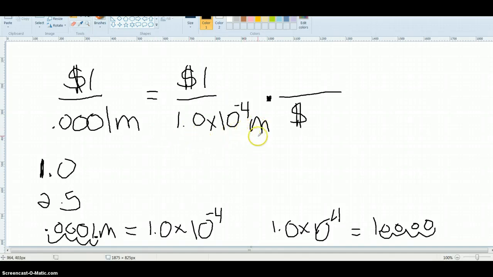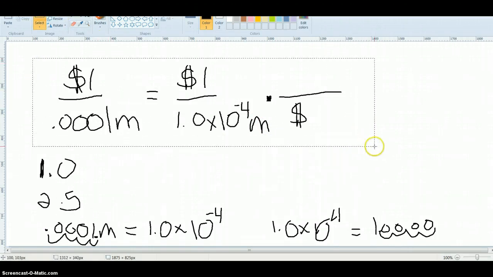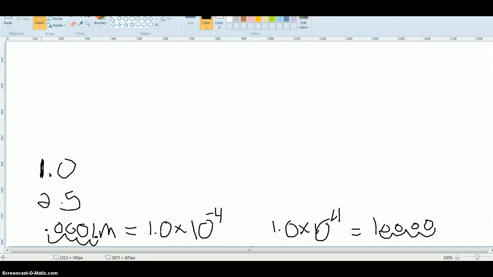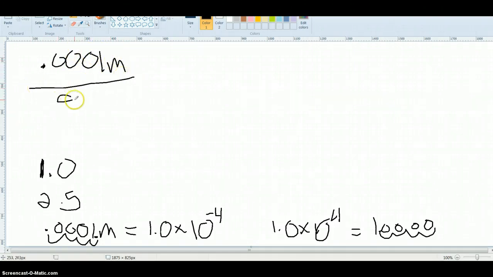Usually you like to have whatever unit you want to keep on top. So if we rewrite this in a way that's a little more intuitive, we would have the meters on top. So we would say that 0.0001 meters is equal to a $1 bill, and this is equal, as we discussed, to 1.0 times 10 to the -4th.